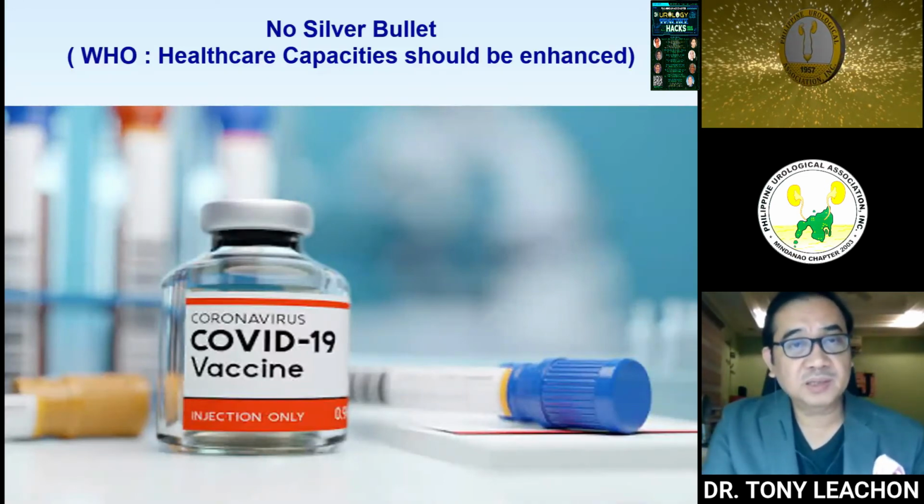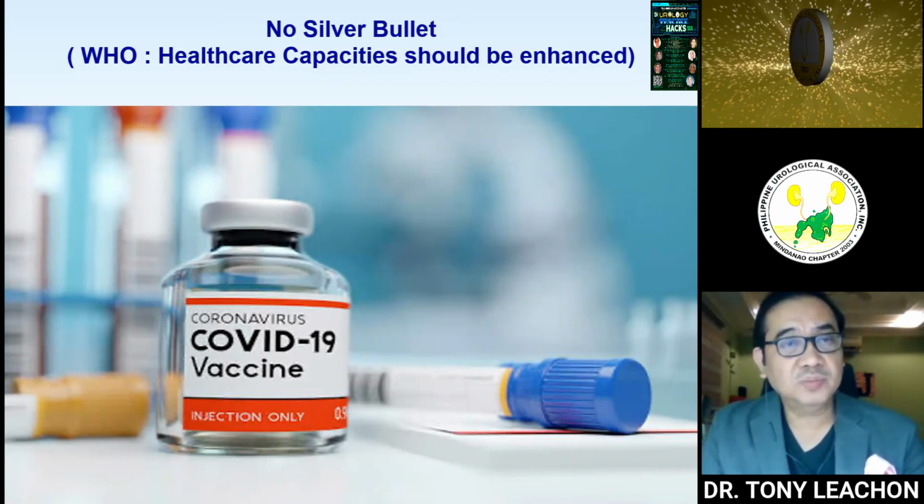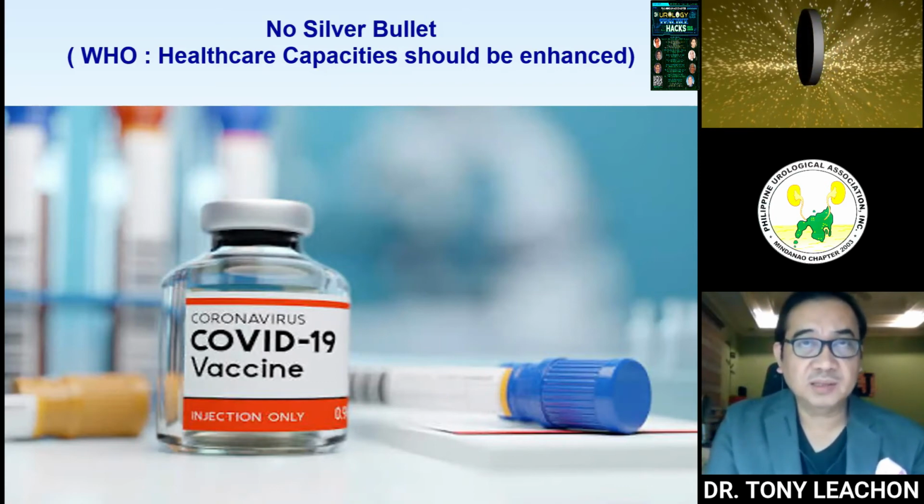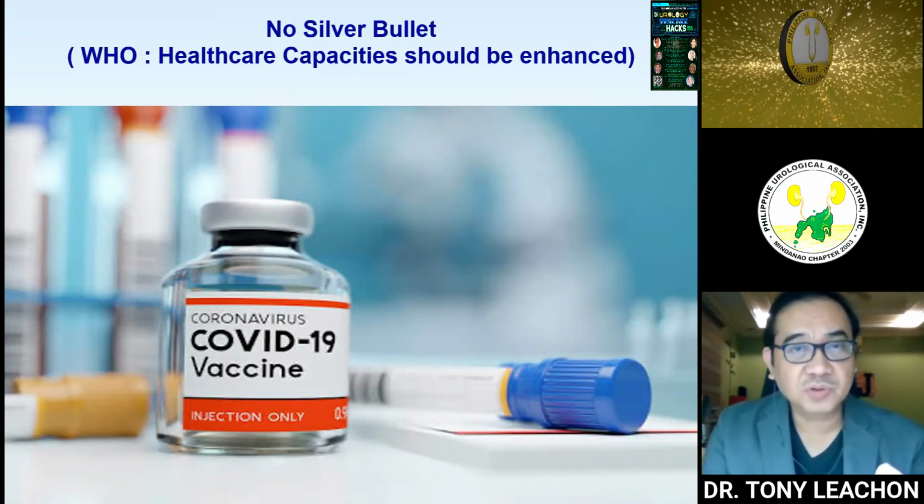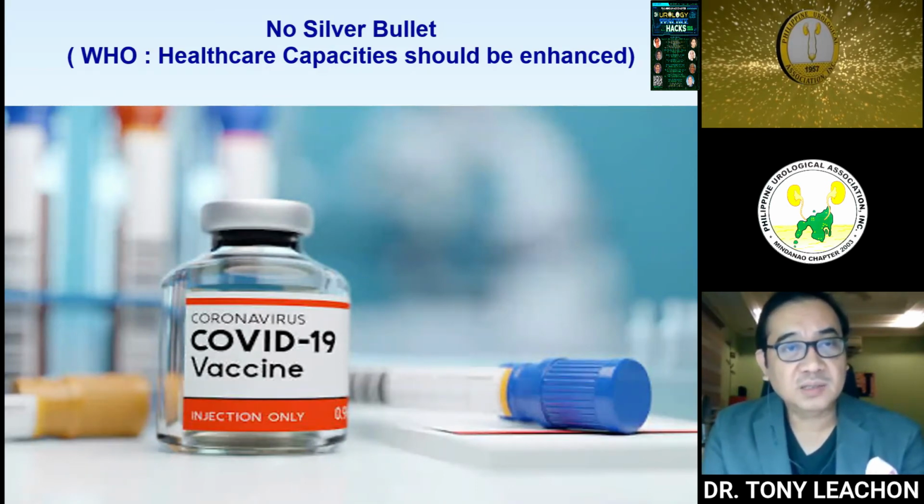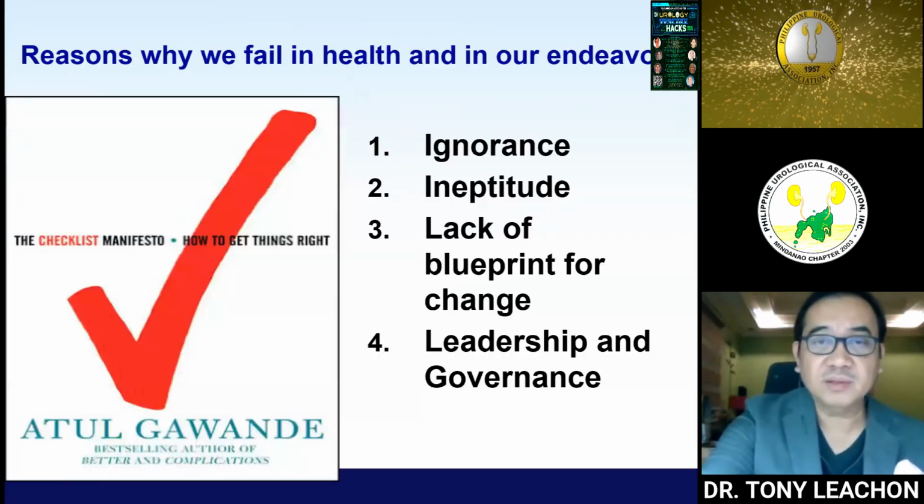But vaccines are not silver bullets. We need to understand that healthcare capacity should be enhanced and should be in place. That is testing, isolation, contact tracing, and quarantine. And this will be our future for at least the next 2 or 3 years.